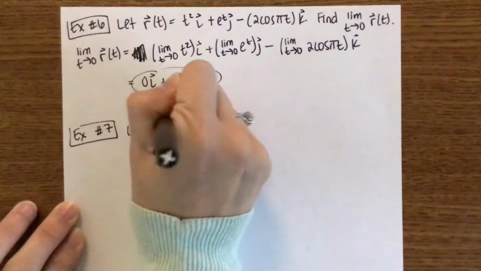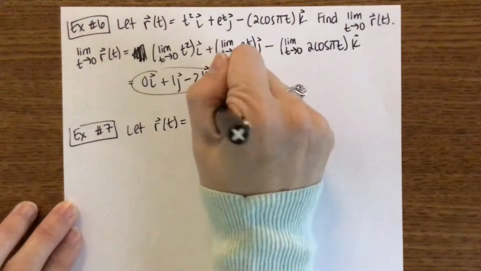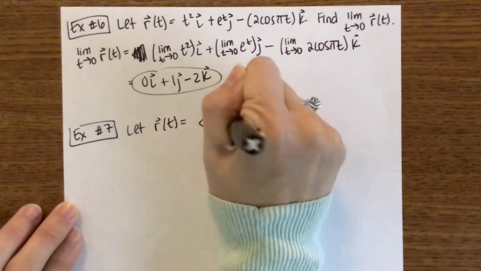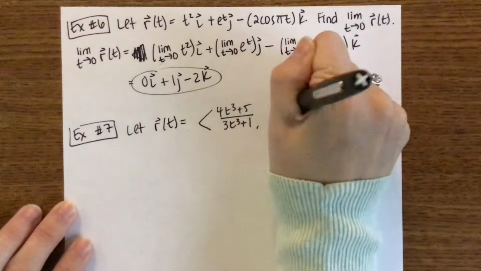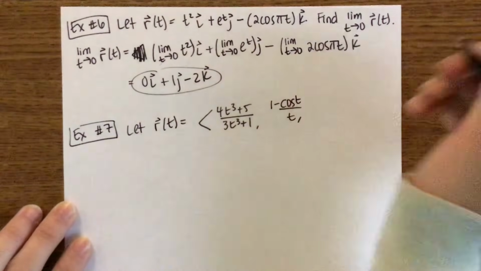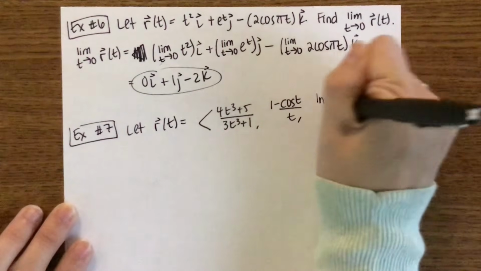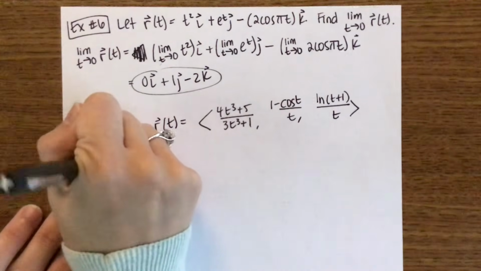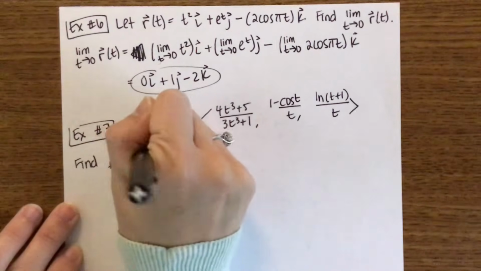r of t, the first function, is 4t cubed plus 5 divided by 3t cubed plus 1. Second function is 1 subtract cosine of t, over t. Third component function is the natural log of t plus 1, that quantity divided by t. We're going to find the limit as t approaches 0 of r of t.